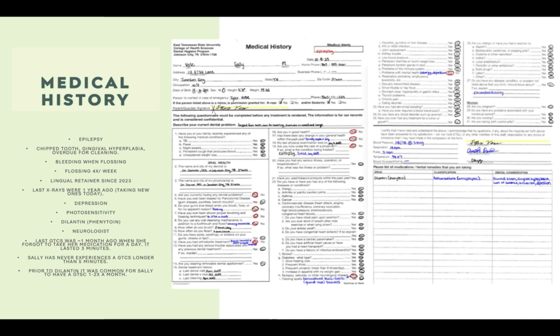Her last dental x-rays were a year ago today, and she is taking phenytoin, also known as Dilantin, for her epilepsy. Prior to taking this medication, she would have an episode 1 to 2 times a month. Sally's last seizure was around 1 month ago when she had forgotten to take her medication for a day, and the seizure lasted around 3 minutes, which is normal time for a tonic-clonic seizure. Sally has never had an episode that exceeded 5 minutes.